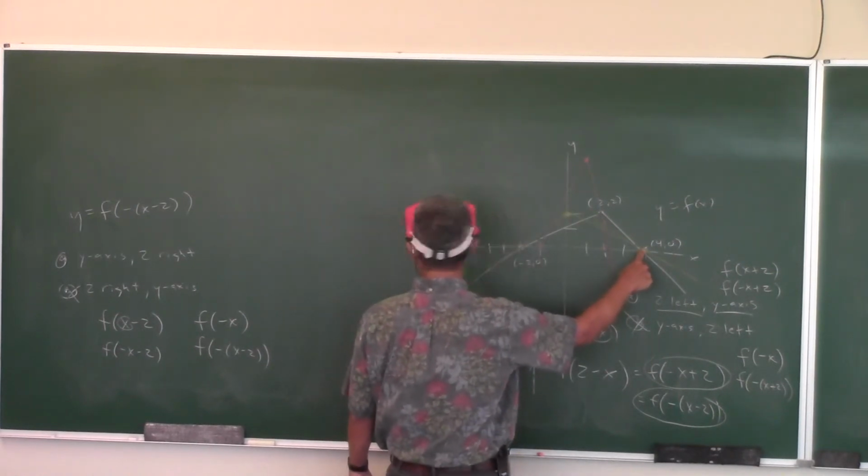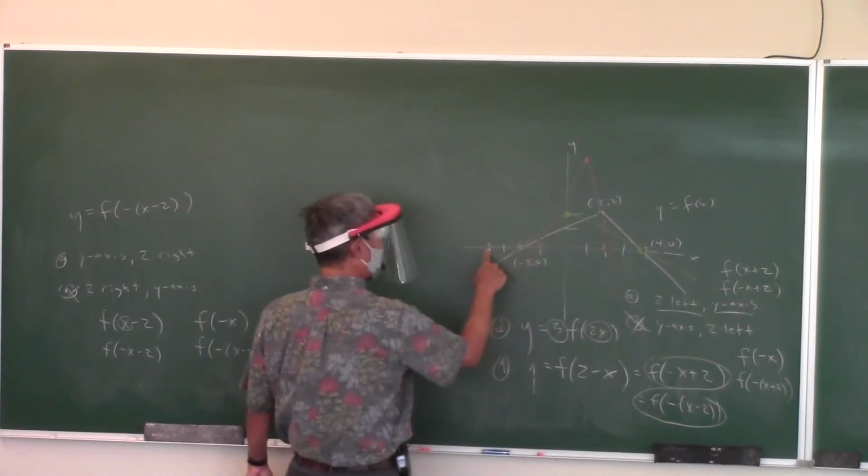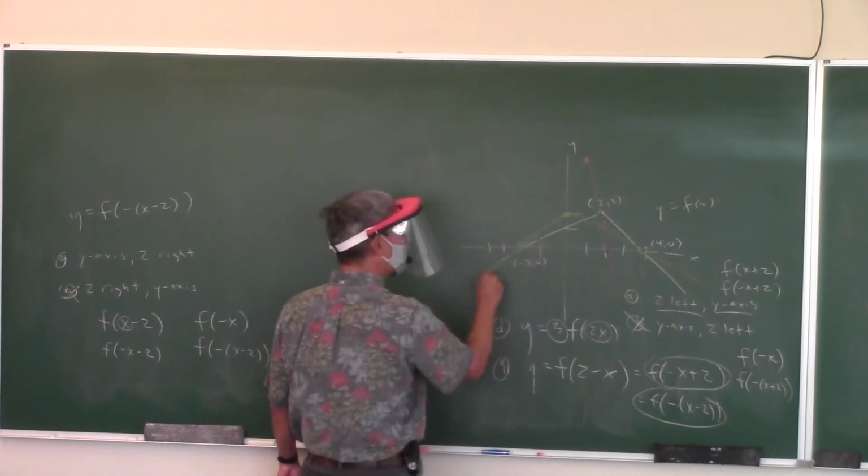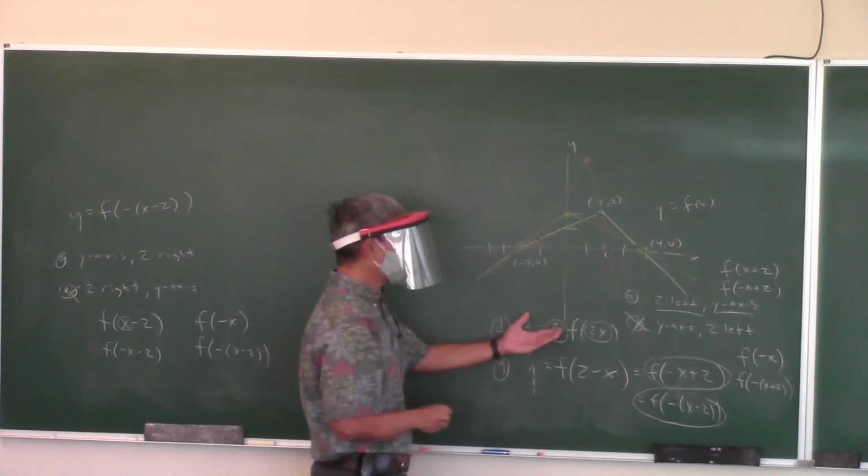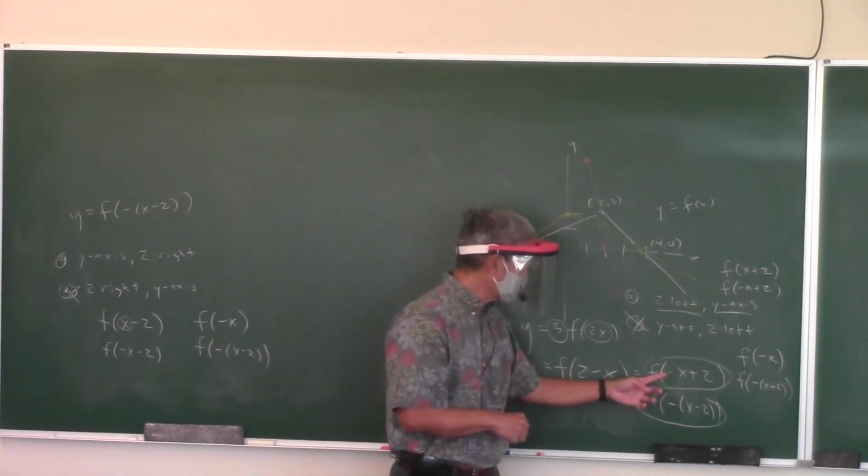And then here's the point. Reflect it over the y-axis and then go 2 to the right. But then look, it's the same thing. And that's why you can think of it either way. It doesn't matter. You can think of it that way or that way.